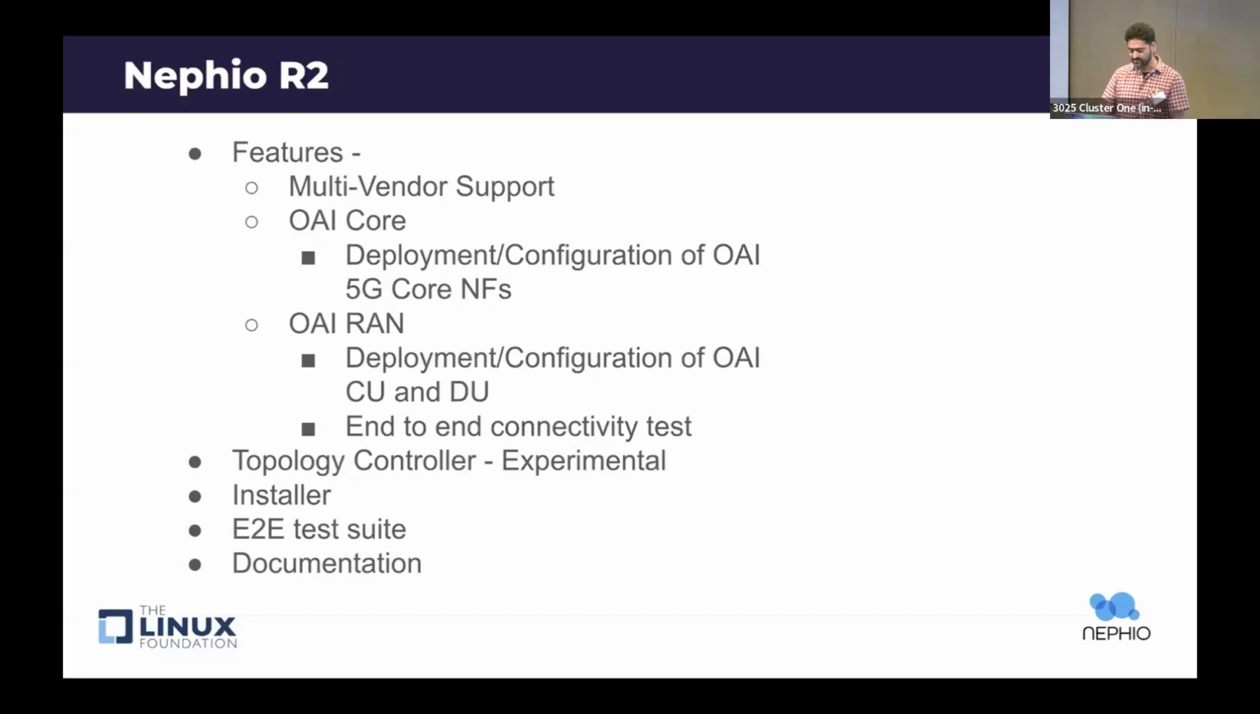And the end-to-end test suite. If you try out the installer and the end-to-end test suite, that is how basically you will end up running the OAI deployment. I have given links for all the Git repos in my last slide. And documentation was a gap in R1, which has seen a lot of improvement now. So there is good documentation, and I have also provided a link to the documentation.